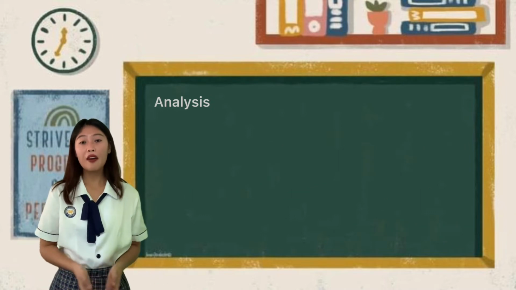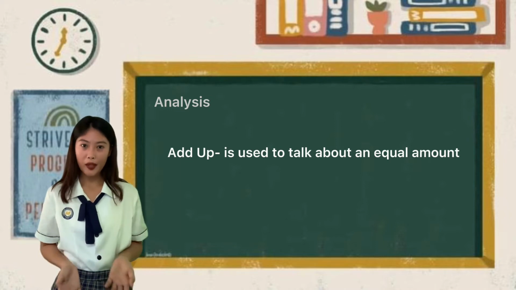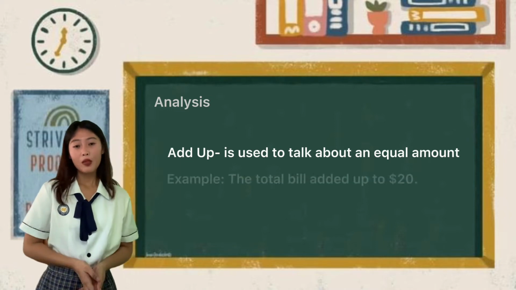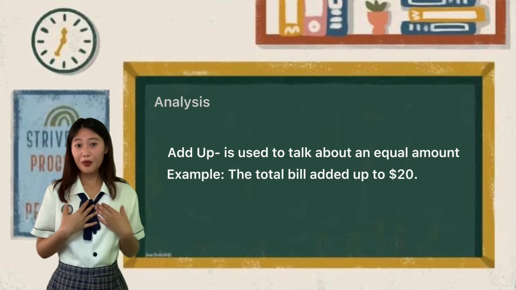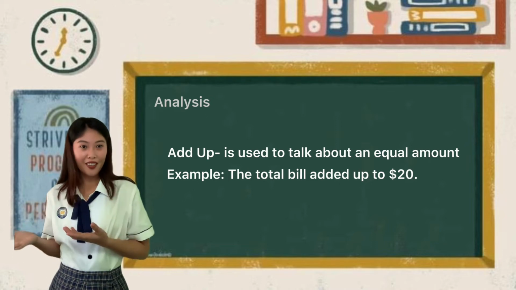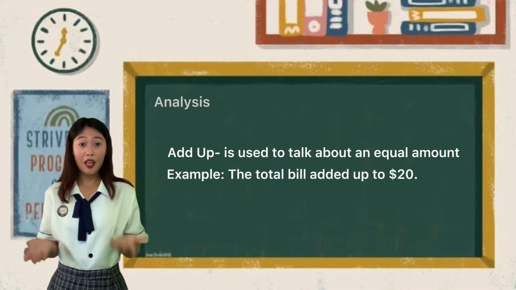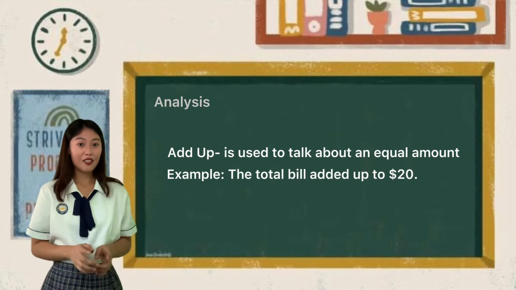Additionally, we also have the phrasal verb add up that could talk about an equal amount. For example, the total bill added up to $20. My food cost $10 and my friend's food cost $10. So $10 plus $10 is $20. Right, you got it right, guys.